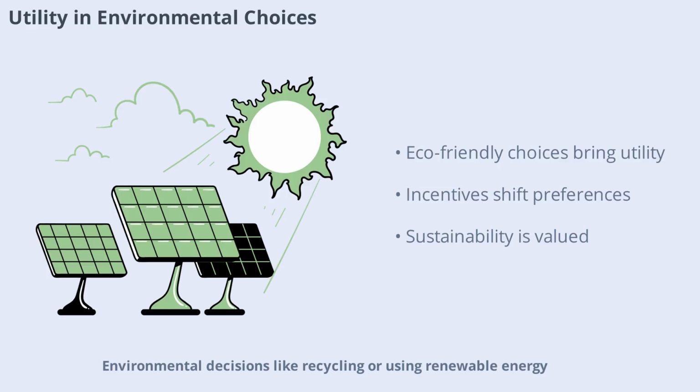Environmental decisions like recycling or using renewable energy are also guided by utility and preferences. Some people derive satisfaction from making eco-friendly choices, while others may prioritize convenience or cost. Policymakers use incentives and information campaigns to shift preferences toward more sustainable behaviors.